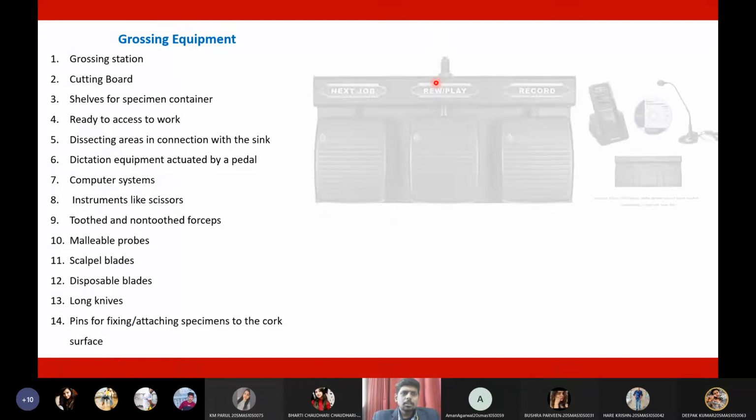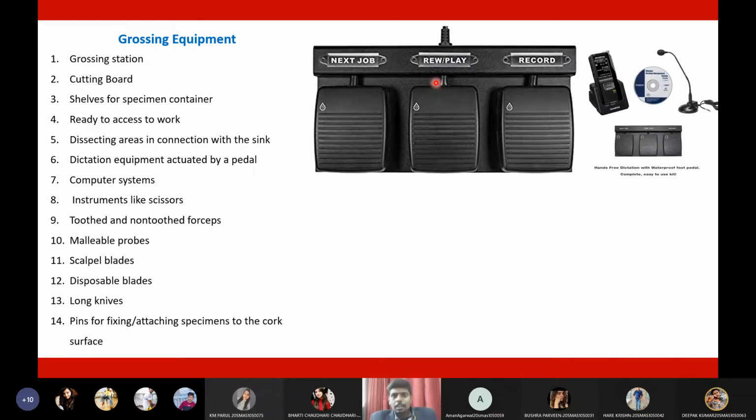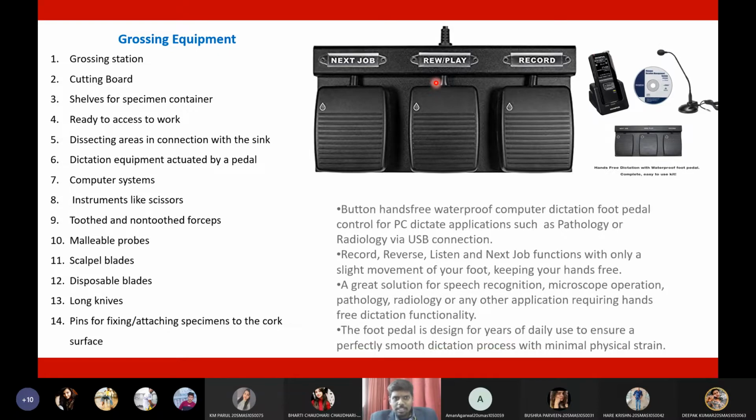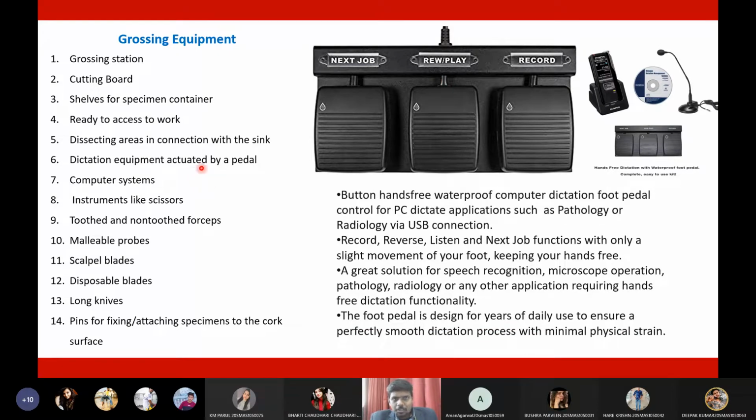Then what is this? I said, right, automatic recorder. This is dictating equipment actuated by a pedal. So this dictating equipment we can use for dictating purposes. It will have three clutch or gear like pedals. If you press this pedal, you will go to the next recording. If you press this pedal, you will start recording the session. If you press this pedal, it will review or replay the recording.